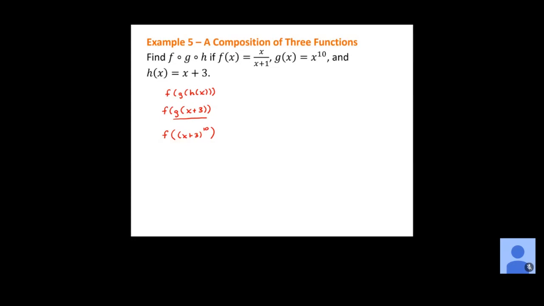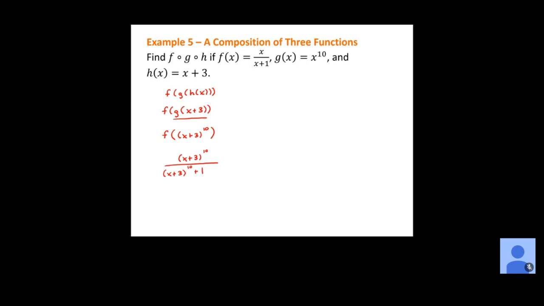All right. And so then what we need to do is take what we've got in there and actually substitute it into the f function. Now notice the f this time has 2 different x's, so both of those are going to get replaced with an x plus 3 to the 10th power. So once we do that, it's going to look like this. x plus 3 to the 10th in the numerator over x plus 3 to the 10th and then plus 1.